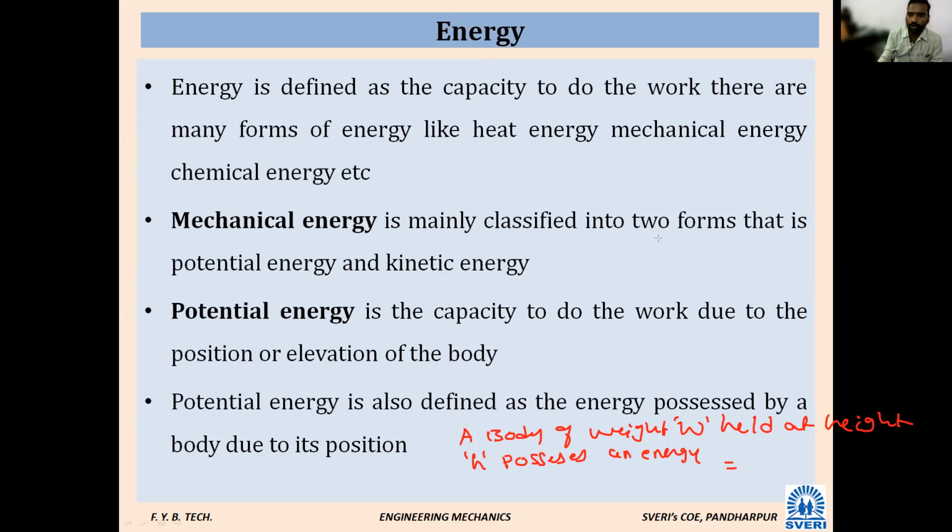If I take the body, okay, this is a body. This body is full of water. Think that this is the water level, and the height is h, and its weight is W. Then how much is the potential energy at this point? That is W into h: weight of the body into height. This is called potential energy. Yes, as the height increases, the potential energy increases.